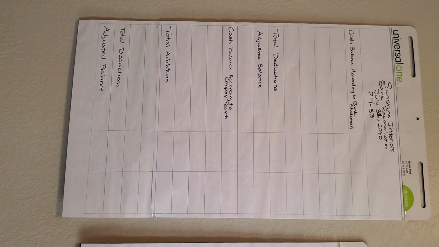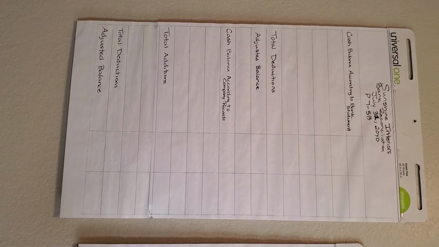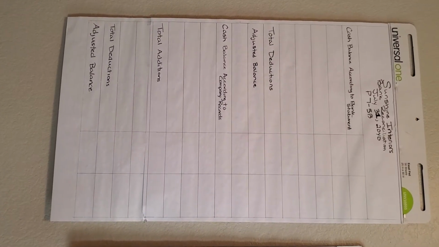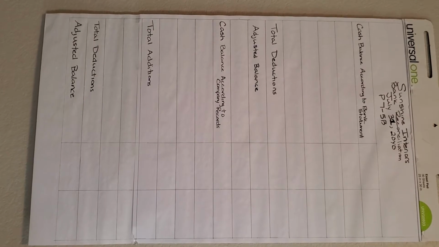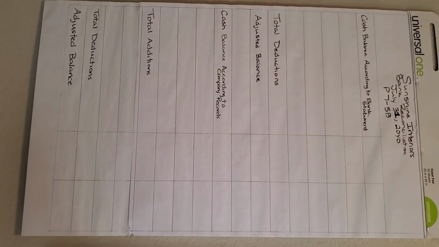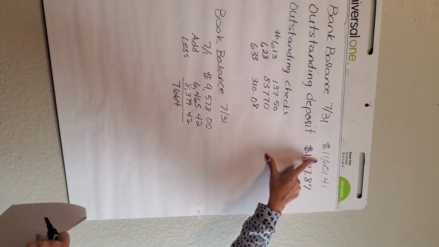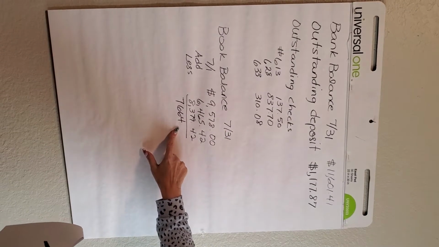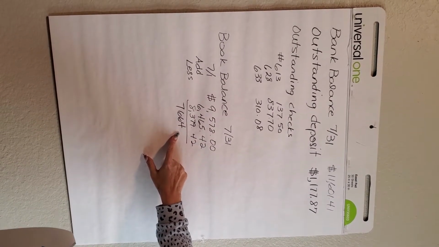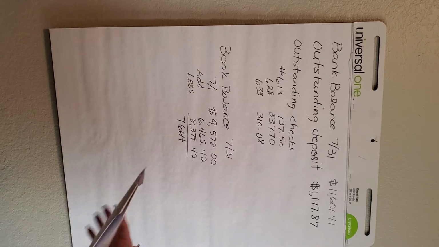All right, now that we've finished doing all the comparisons between the bank statement for July and last month's bank reconciliation and the books, checks written and deposits made, now we can do the bank reconciliation. And so remember, the purpose of the bank reconciliation is to adjust the balance according to the bank, which they tell us on the bank statement is $11,601.41. Adjust it to the book balance, which just says it's $7,664. When we're done with both of these, we should be able to have both adjusted balances be the same.